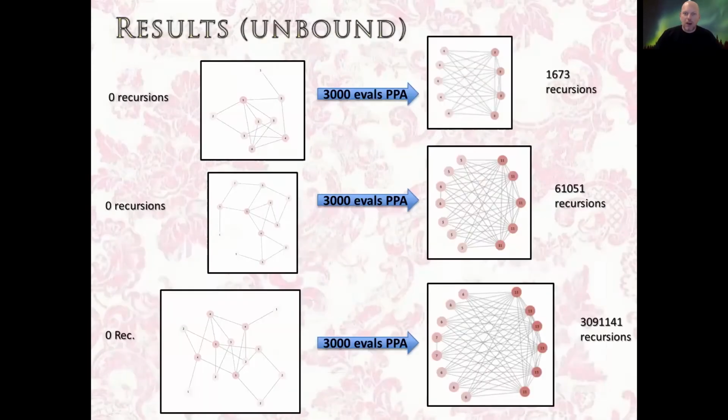Okay, so let's have a look at some results. The first experiment that we did is just as I described. We made some random graphs, random initial graphs. We did a number of evaluations, 3,000 for PPA, which is 120 of those generations of 10 individuals in a row. And you can clearly see that the number of recursions goes way up, and the graph really transforms from a hodgepodge jumble to a very densely packed graph that consists of two parts.